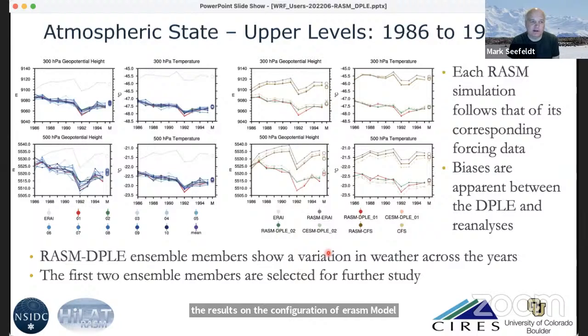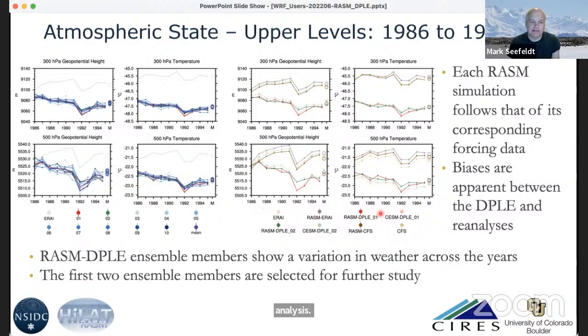So looking at the results, we're looking at the upper levels, 300 and 500 hectopascal geopotential and temperature. On the left, we are showing the results for the 10 ensemble members that are in different shades of blue, as well as red for the 01 ensemble member and green for the 02 ensemble member, in comparison to the RASM ERA-Interim simulation in gray. In this, we can see the range of each RASM simulation, and we are selecting the first 2 ensemble members just to do a more in-depth analysis looking at those 2 ensemble members.